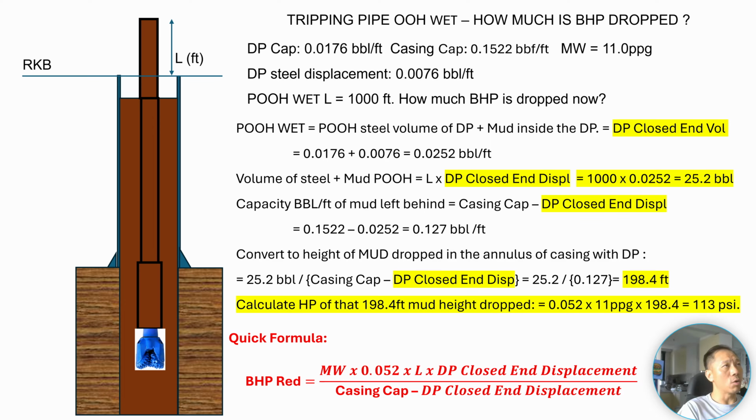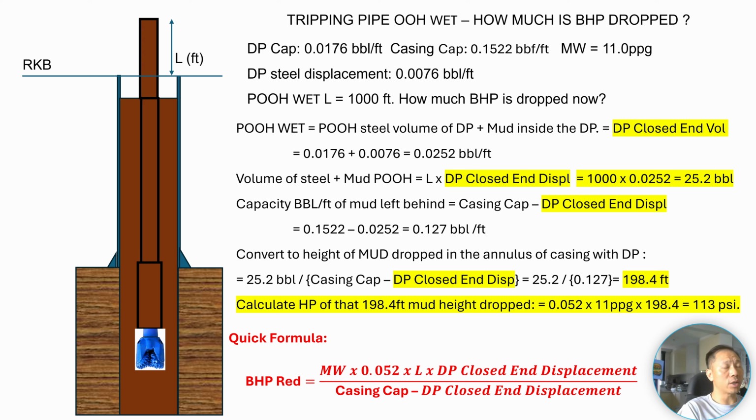This is our well schematic with a certain length L, 1000 feet of drill pipe being tripped out wet, meaning we pull out steel and the mud in it. Therefore, we need to work out the closed stand displacement of the drill pipe. The information given is here. You have the drill pipe capacity, casing capacity, mud weight, and the drill pipe metal displacement. You just sum up the drill pipe capacity and the drill pipe metal displacement, and you get the closed stand displacement of drill pipe, which is 0.0252 barrel per foot.